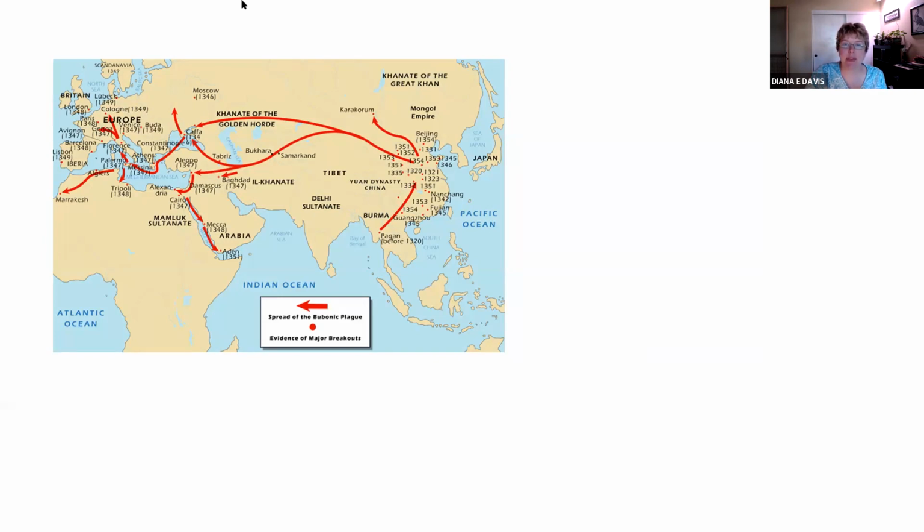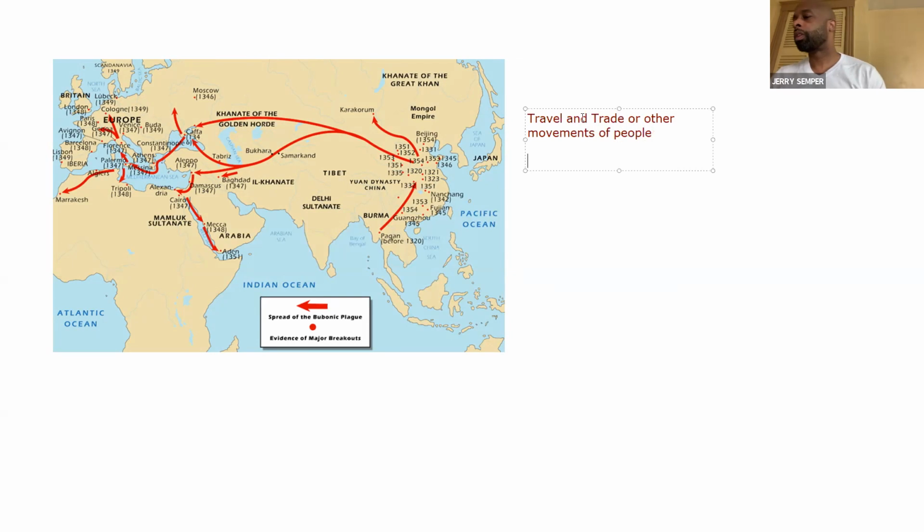So when we're talking about this, what have we been seeing? The kinds of things that we've been seeing over and over again that increase risks of pandemics and that we see with the Black Death? Widespread travel and trade. Travel and trade, yes. Or other movements of people. So refugees can also be something that we see.